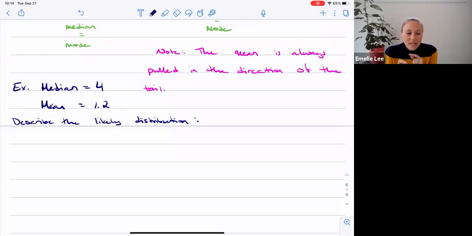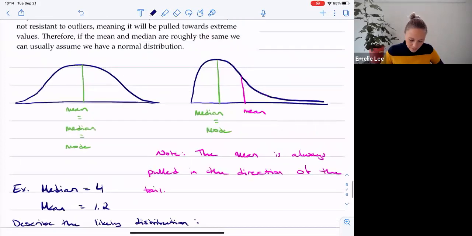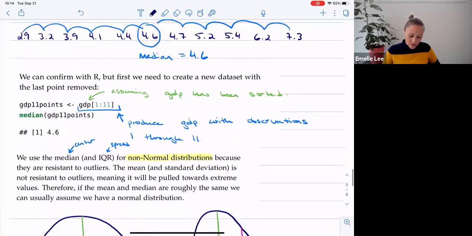I'm getting these direct messages, but I think they're really good questions. I would prefer it if you put them in the general chat so that everyone can see. The question was, can you explain why the mean is pulled in the direction of the tail? Because that was unclear.